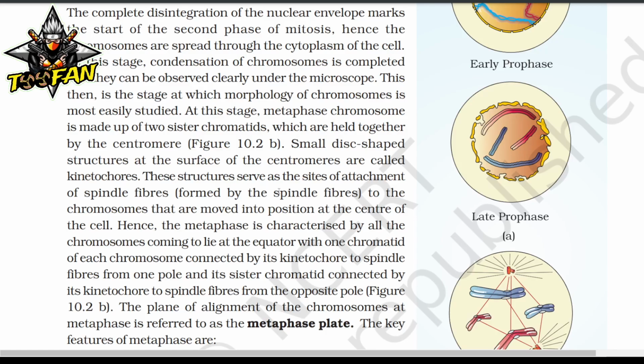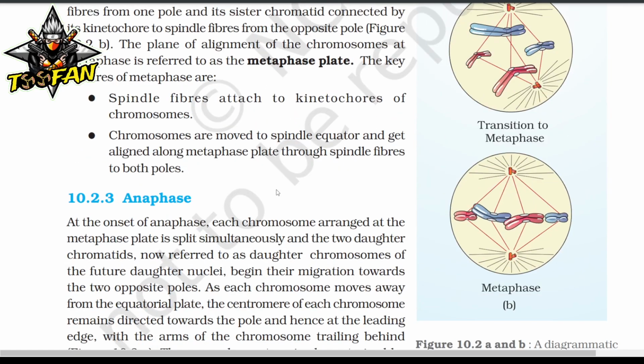The key features of metaphase are, first, spindle fibers attached to the kinetochore of the chromosomes, and second, chromosomes are moved to the spindle equator and get aligned at the metaphase plate through spindle fibers to both poles.